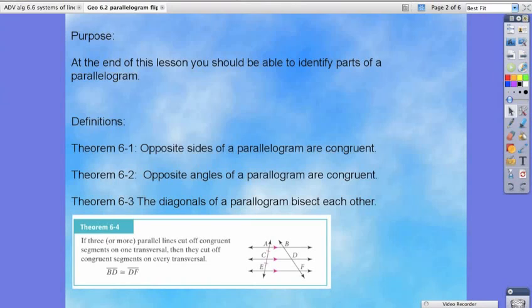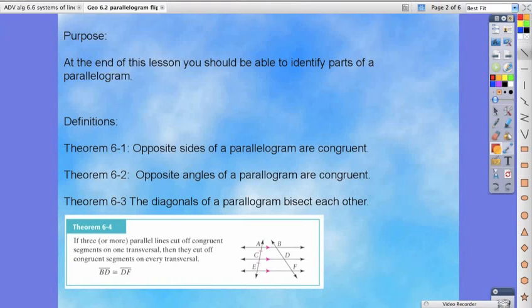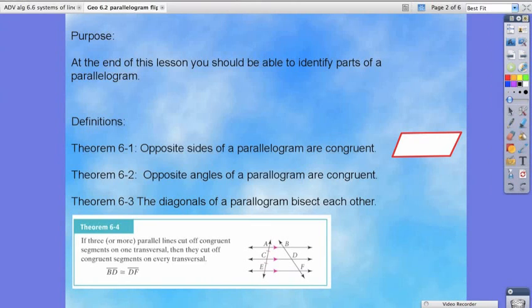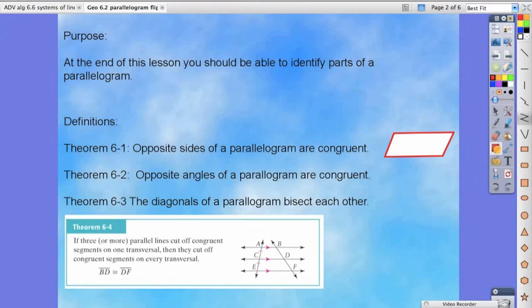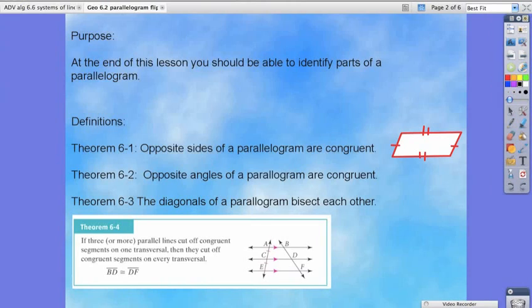Now Theorem 6.1 states that opposite sides of a parallelogram are congruent. Now what this really is saying, which I think should be fairly obvious, is that if you have a parallelogram like so, that means that these opposite sides are going to be congruent to one another. So these will be congruent to each other, and these will be congruent to one another. And that's what Theorem 6.1 states.